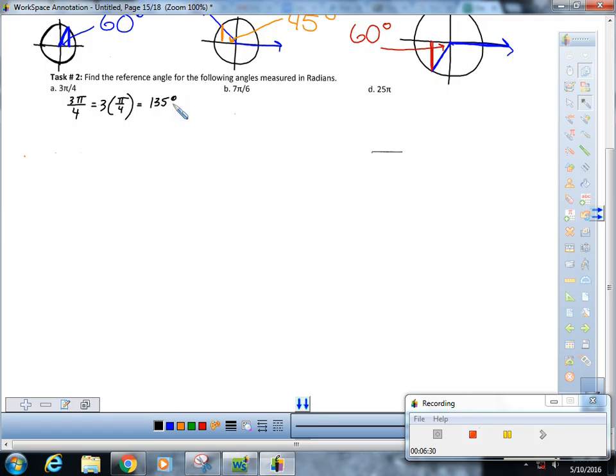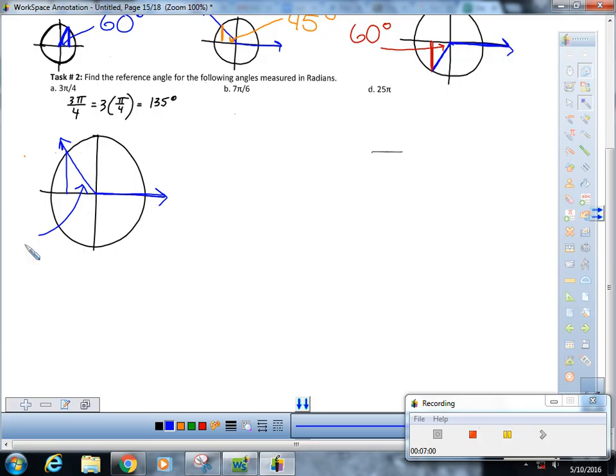So, where is 135 degrees? Quadrant 2, very good. So it looks like this. And when we drop it, here is our reference angle. So how many degrees is that? But we want our answer in radians. So you do 45 degrees times pi divided by 180. And that gives us pi over 4 for our reference angle.